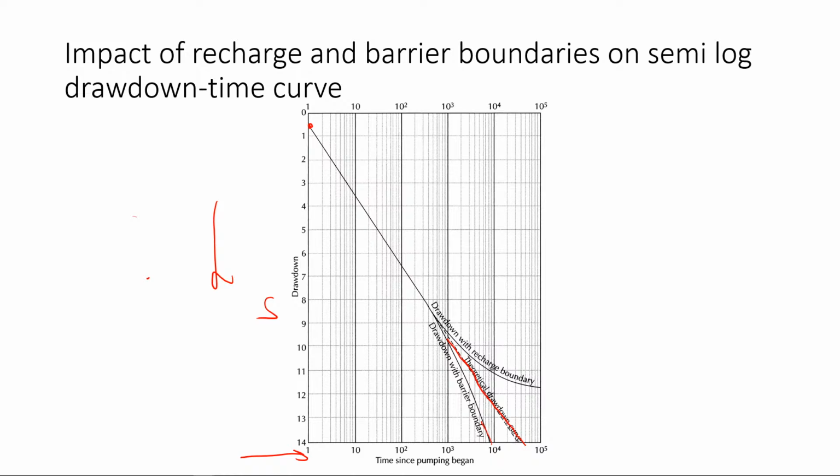So if we get less drawdown, then we say, oh, there's a recharge boundary in the subsurface, and we will know that we are taking water from a nearby stream or lake or whatever, which you would expect. And if there is more drawdown, there is an impermeable boundary. If you are doing a pumping test near a stream or lake, you need to account for this in your analysis of your pumping test results.